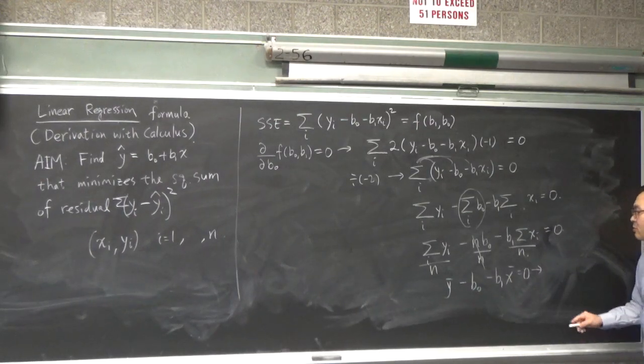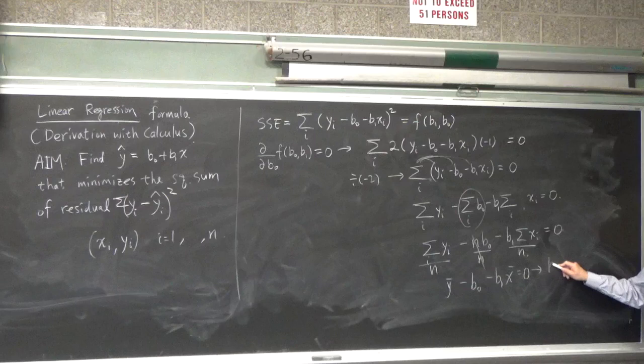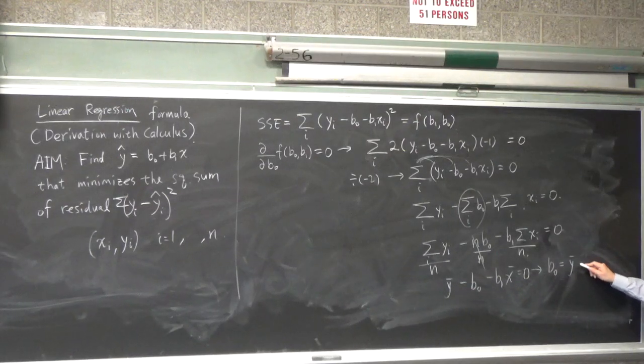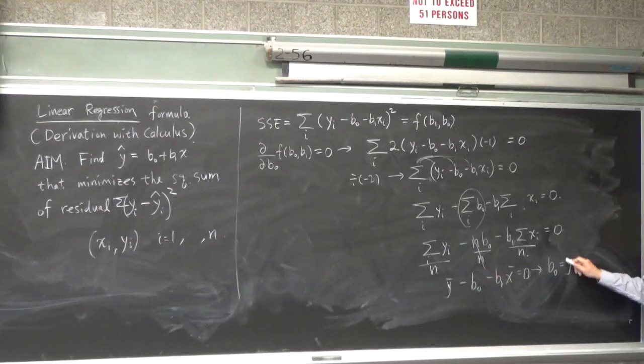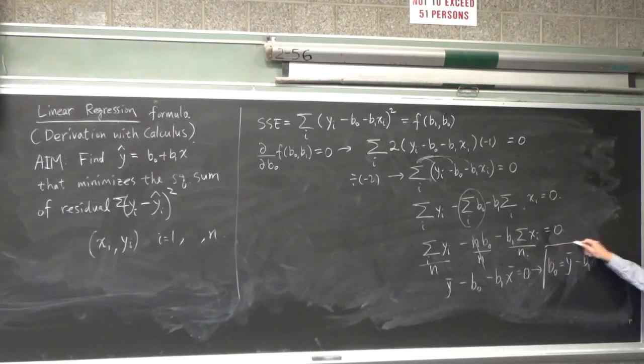So you have a formula for b0, which is that b0 has to equal y hat plus, actually, no. If you move this over, y hat minus b1 x hat. Okay, so that's the first result.